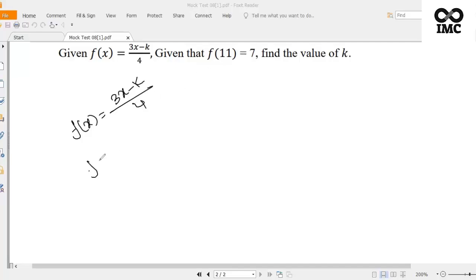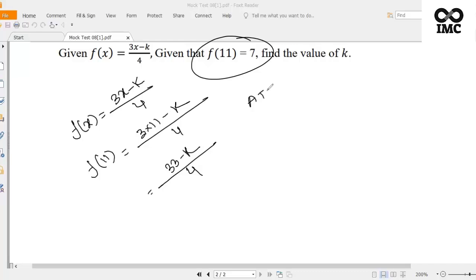So what will be f of 11? F of 11 will be, instead of x, we need to substitute 11. So 3 into 11 minus k by 4, or we can write (33 minus k) by 4. Now, according to the question, we can write f of 11 equal to 7.